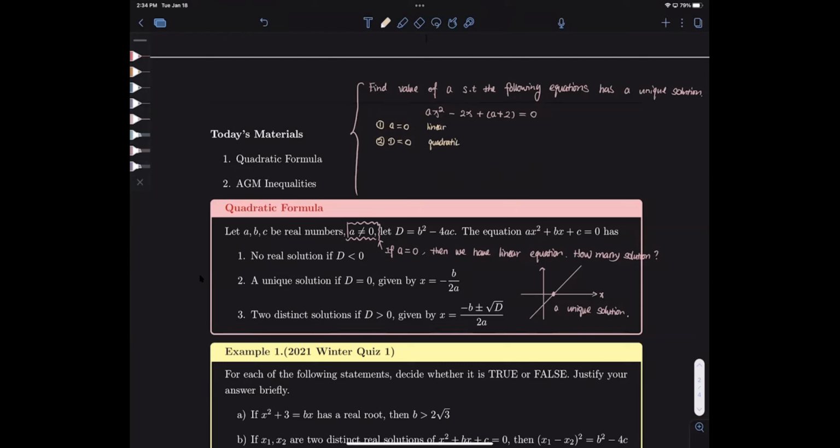The second type is still based on A is not 0. They can give you something like this. Given a quadratic equation, again I'm going to use the same equation, ax squared minus 2x plus a plus 2 equals 0. And they say, find values of a such that the equation has two distinct solutions.